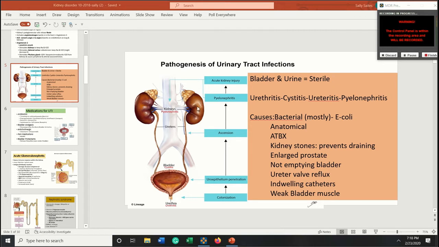At this point, because it's infection, it would be considered intrarenal, and so now we could go into acute kidney injury. There are many causes for UTIs, which range from anatomical causes all the way to weak bladder muscles. Females are more likely to have UTIs due to the close proximity of the anus to the urethra. And blockages such as kidney stones are also very common.